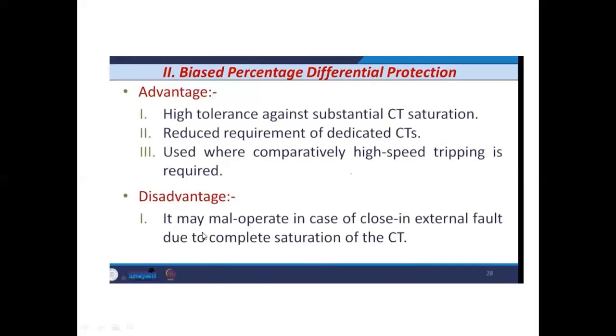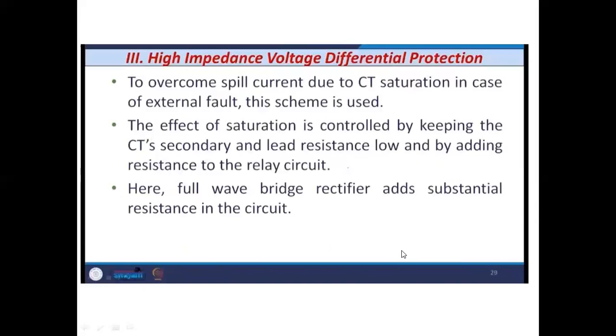The disadvantage: it may mal-operate in case of a close-in external fault due to complete saturation of the CT. So to avoid this spill current due to CT saturation in case of an external fault, the high impedance voltage differential protection scheme is used. The effect of saturation is controlled by keeping the CT secondaries and lead resistance low, and by adding resistance to the relay circuit. This is the best suitable protection scheme.